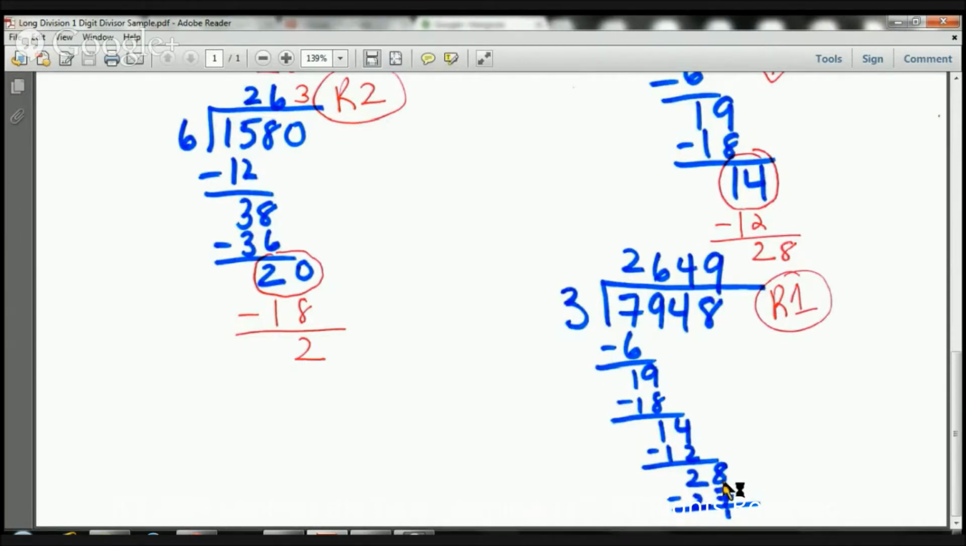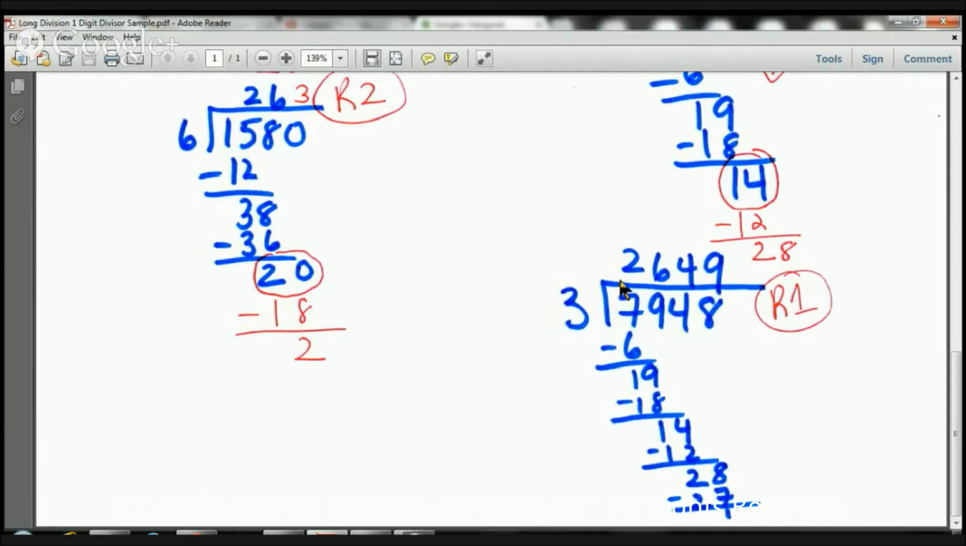Well, I know that 3 times 10 is 30. Whoops, that's way too much. So let's do 3 times 9. 3 times 9 is 27. That's as close as I'm going to get. So it's going to be a 9 right here, and then 3 times 9 is 27, which I put there. I subtract, put my line, and then I do 28 minus 27, which equals 1. What's left? 1. So I've got a remainder of 1.